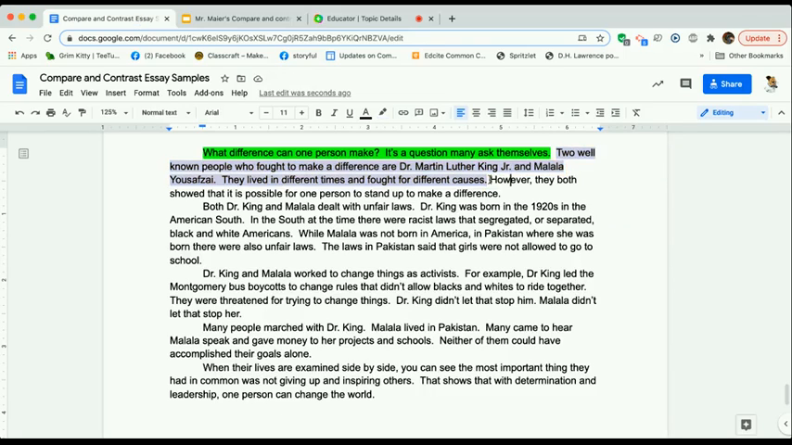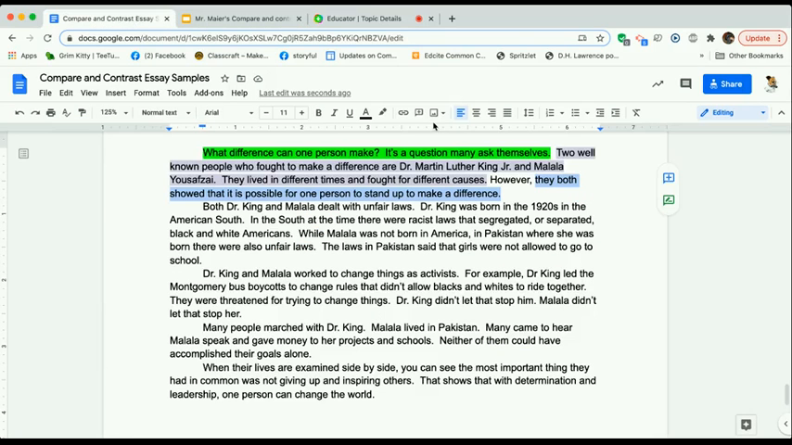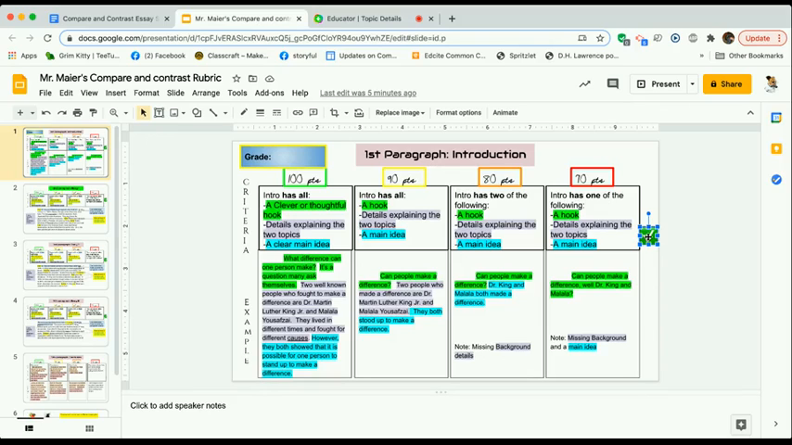All right, now my last thing needs to be a clear main idea. However, even though they lived in different times and fought for different causes, they both showed that it is possible for one person to stand up and make a difference. Now that's what I intend to show through my whole essay, so this is my main idea. All of my paragraphs are going to connect to the idea that they were standing up to make a difference as one individual. So I'm going to highlight that in my light blue because that's my main idea. I have everything I'm supposed to have. That means that when I grade this and when you're looking at it, you should recognize, oh, that's 100. Good. All right, we can move on.